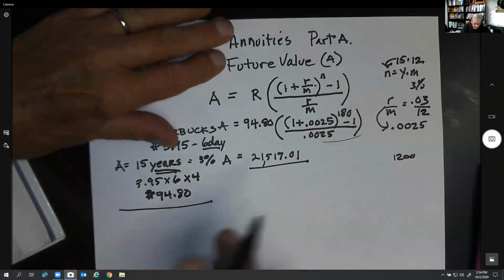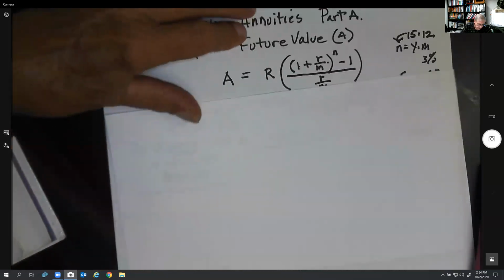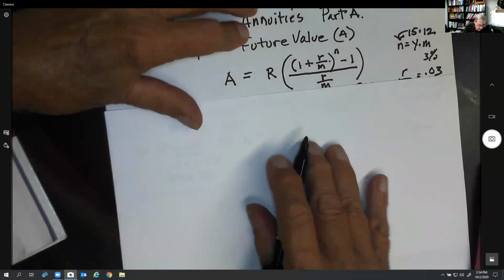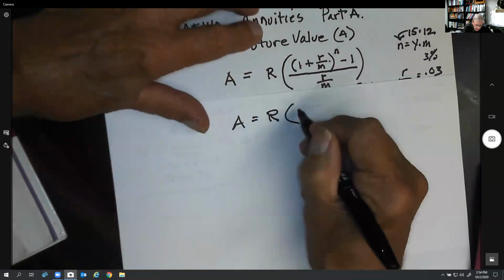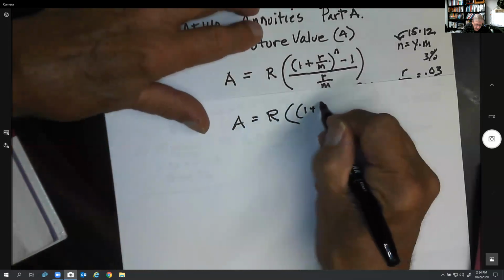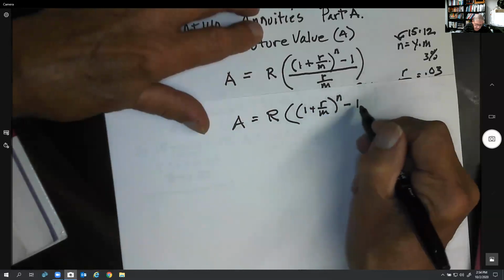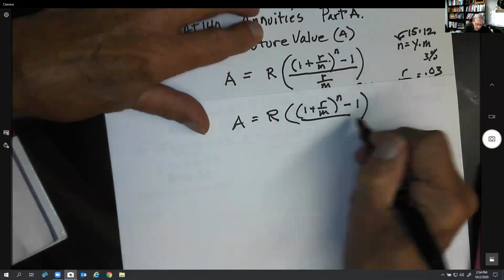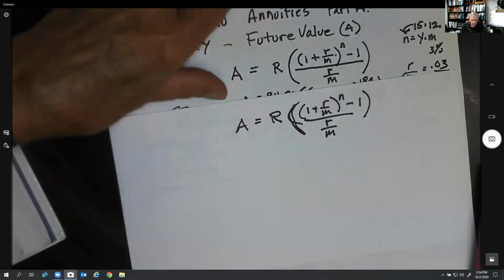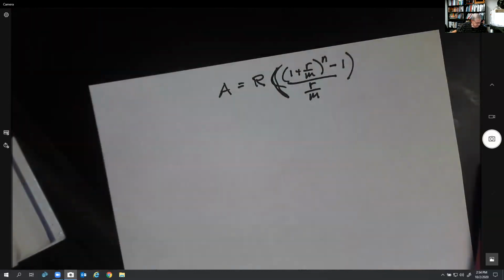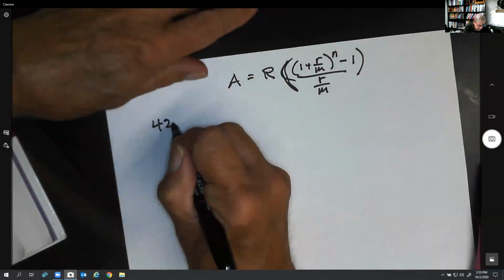Let's try another problem. Let me get another sheet of paper. Let me copy down my formula, though. You should always start with your formula. Capital R is the payment. Remember, 1 plus R over M to the nth minus 1, over, so it's in one big parentheses, R over M. So we're going to try one of the problems out of the assignment. I'm going to try problem number 7. This is on page 423.